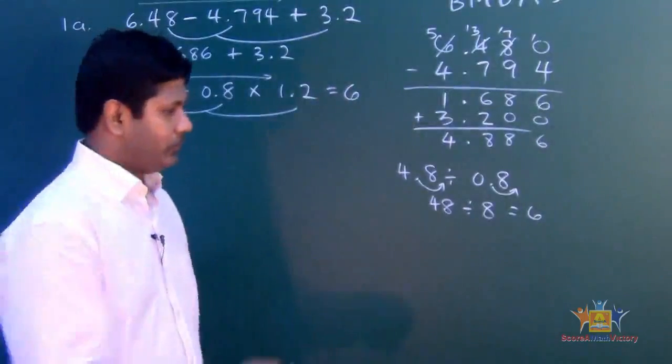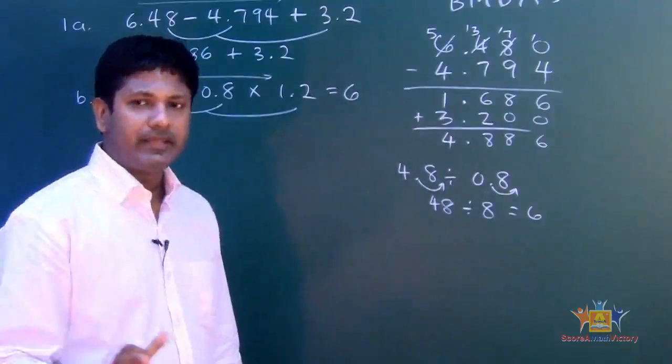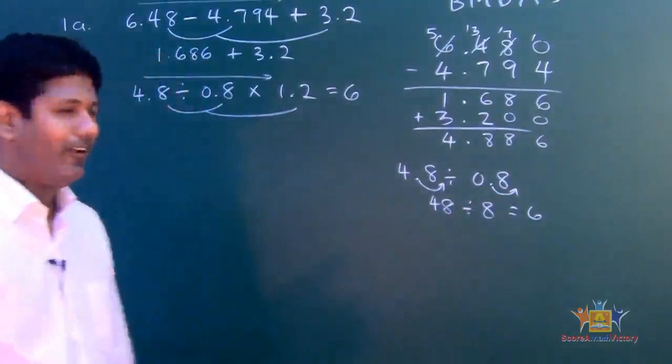Does that make sense? Because we don't bring the decimal back. Because for division, you forget it. That means you don't bring the decimal back. That's your final answer. Alright, good.